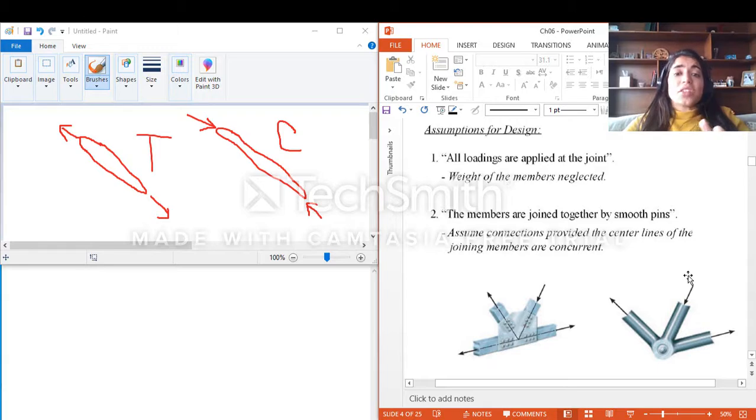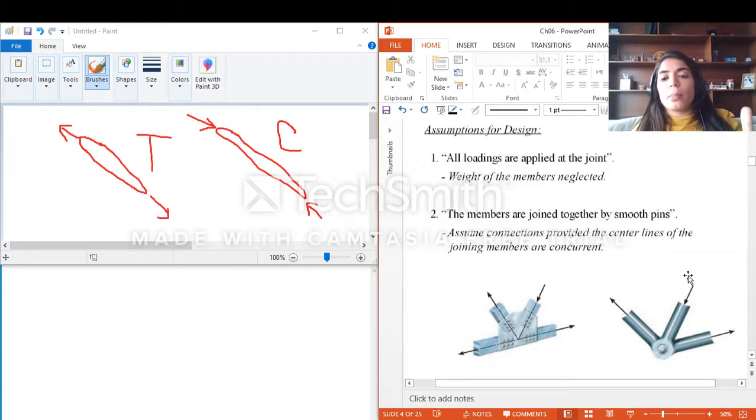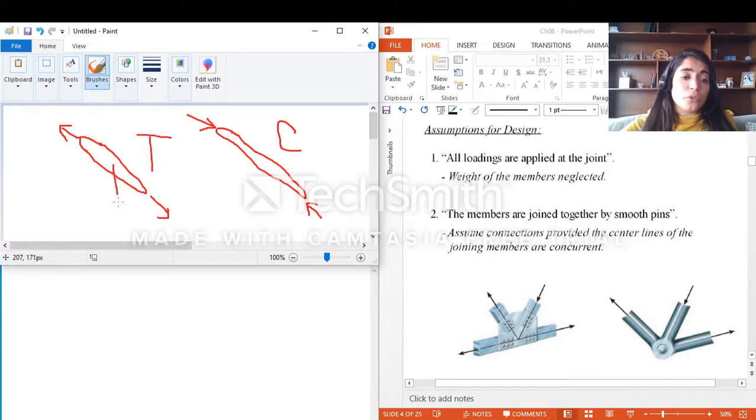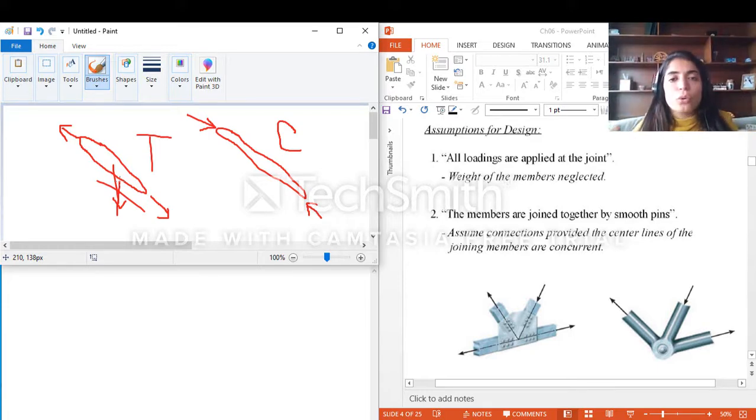So what are the assumptions in designing the truss? First of all, as we said, all the loadings are applied at the joint, and this means, guys, that even the weight of the member, because I know that the weight of the member, if I need to draw it, should be at the middle point of this member, and this means that it is not at the joint. So even the weight of the member is neglected. I will not talk about the weight of the member, because if I add the weight of the members, this will no longer be a truss. So usually in the truss, the weight of members is neglected compared to the external load that this truss is holding.